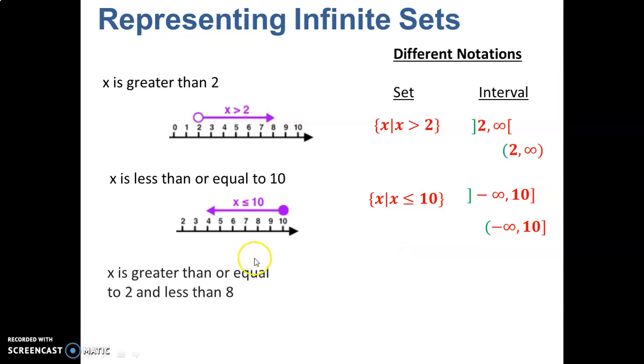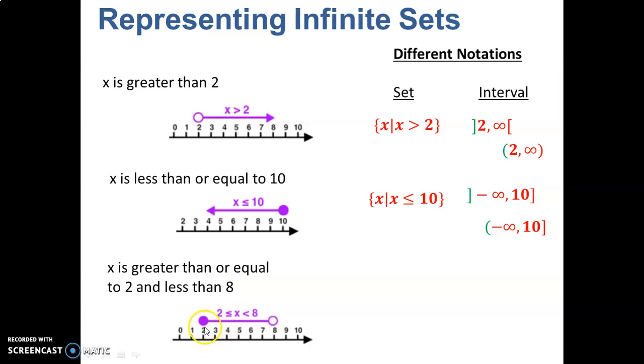Last one here. We have x is greater than or equal to 2 and less than 8. So that means x values are between 2 and 8, but this one's not included and this one is included. For set notation, we can write x such that x is between 2 and 8. When you see it like this, it means between, so greater than or equal to 2, less than 8. So here, equal to 2, here, less than 8, but not equal to. That's set notation for that one.